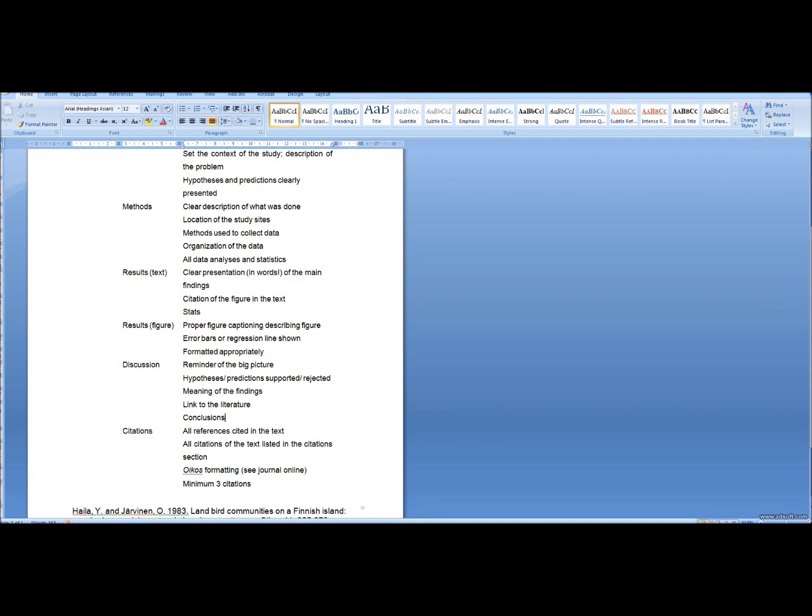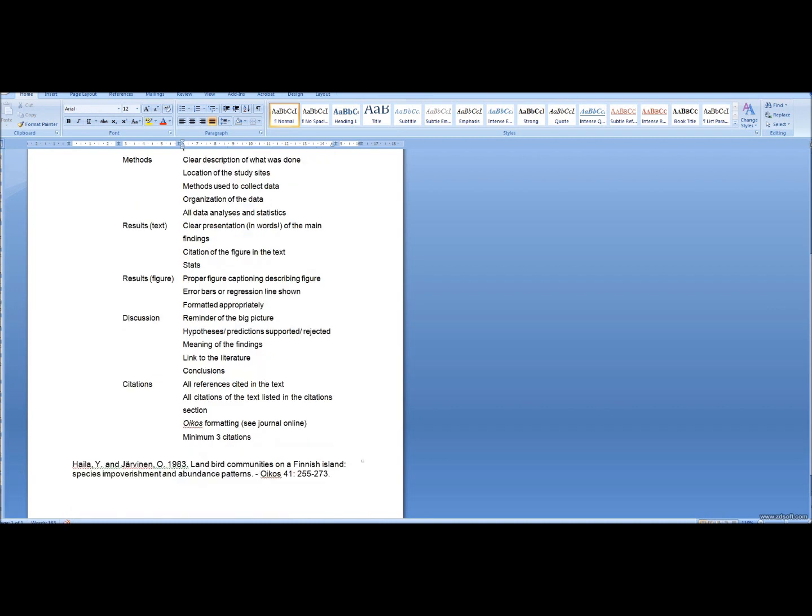That we saw what we saw. And lastly, your citations: all references have to be cited in text. Please don't use numbers. So it's going to be John et al. 2013, something to that effect.